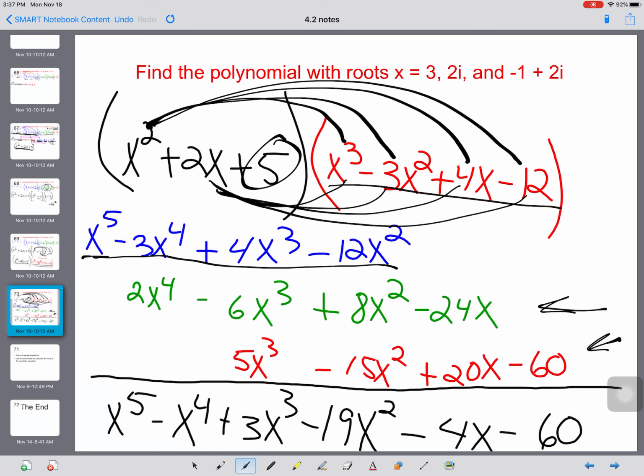Now look at how I set this up. Knowing that there's going to be some like terms, I did this in columns. And so notice that in this column are all the x to the fifths, all the x to the fourths, x to the thirds, x to the seconds, x's, and the constant at the end. And it's just easier to see it, and you don't lose stuff so easily. Nasty problem. That's the final answer down there. That's the polynomial that has these roots. Big, long process. And I will give you one somewhat similar to that. Maybe not quite so long, but you'll see a problem like that for sure on a test.